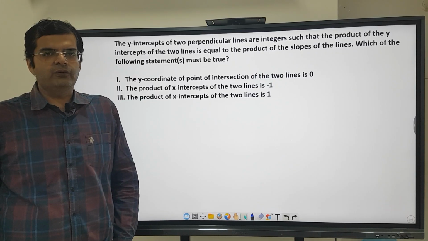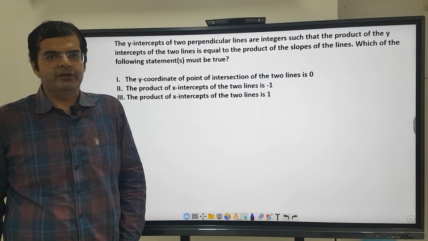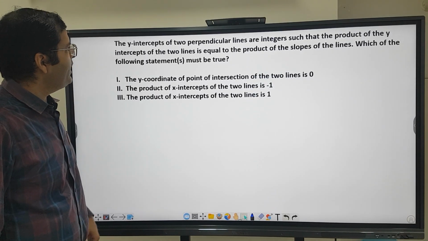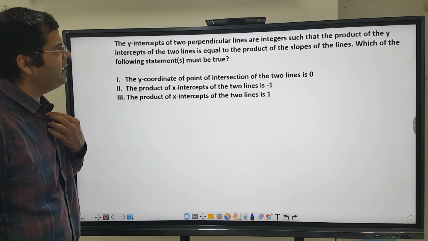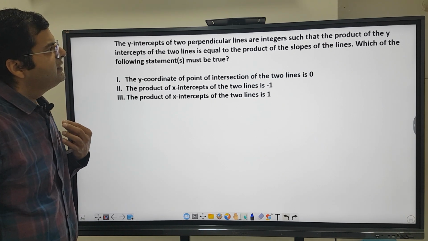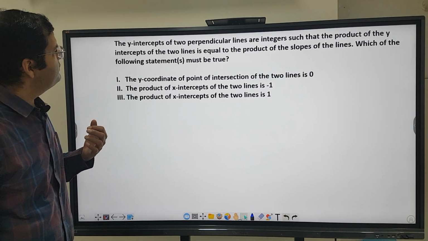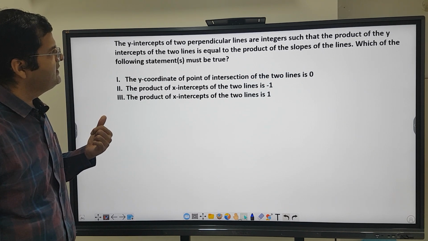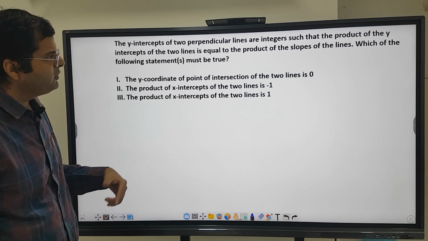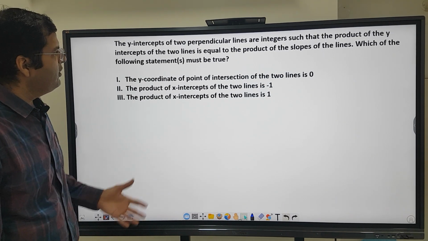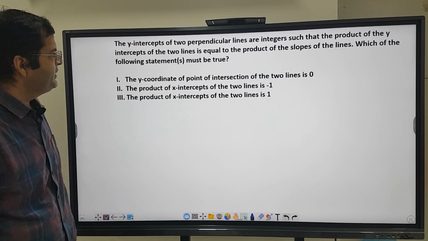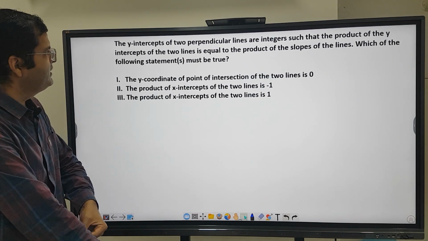So this is the 25th question of the coordinate geometry chapter. The question says the y-intercepts of two perpendicular lines are integers such that the product of the y-intercepts of the two lines is equal to the product of the slopes of the lines. Which of the following statement or statements must be true? A couple of statements are given to us.